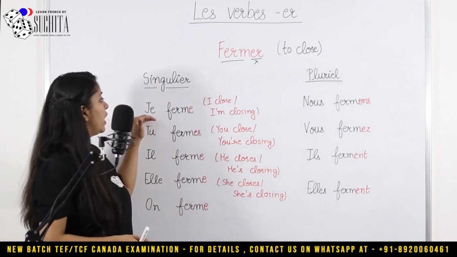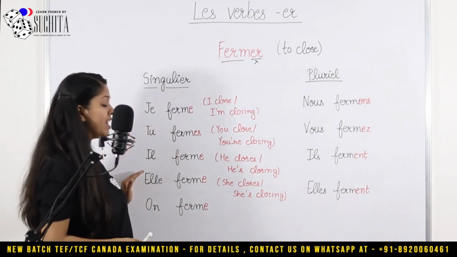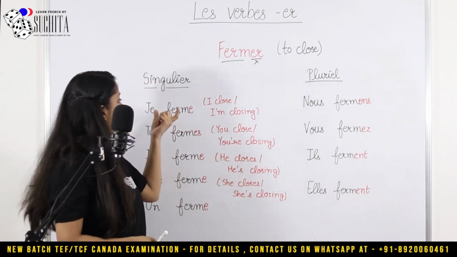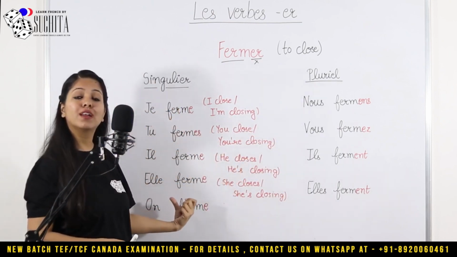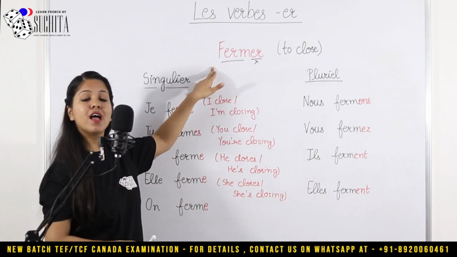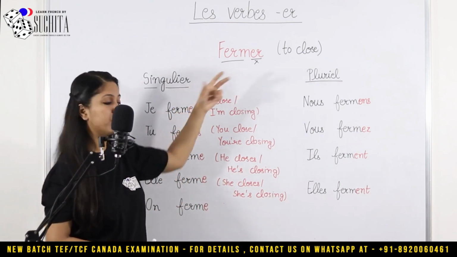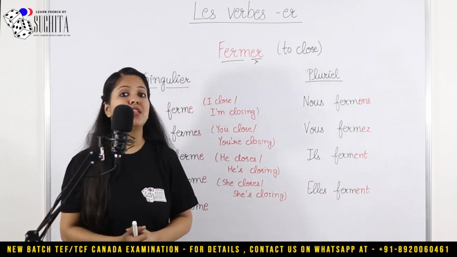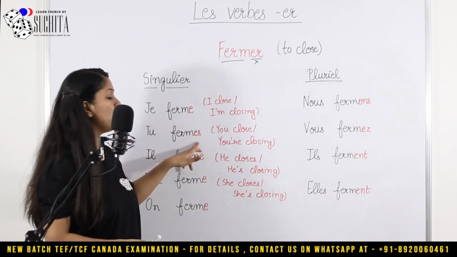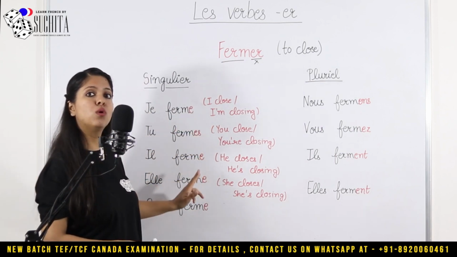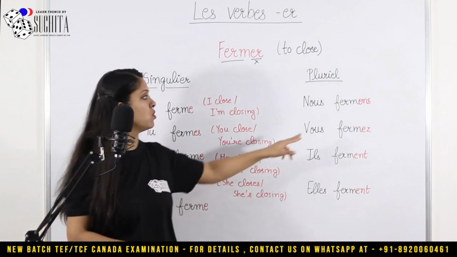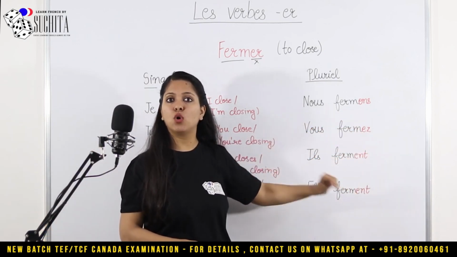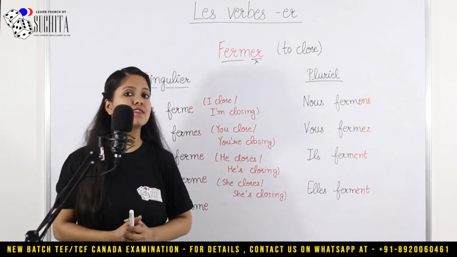So, je, tu, il, elle, on, nous, vous, il pluriel et elle pluriel. Then you have to write all the radicals. So radical is F, E, R, M. That I have written in all the cases, followed by les terminaisons. E, ES, E, E, E, ONS, EZ, ENT, ENT. Prononciation.